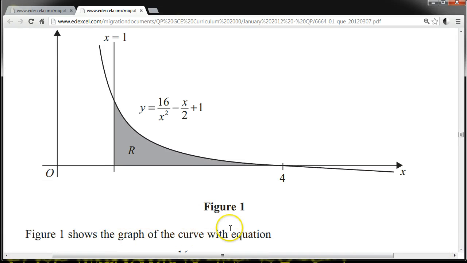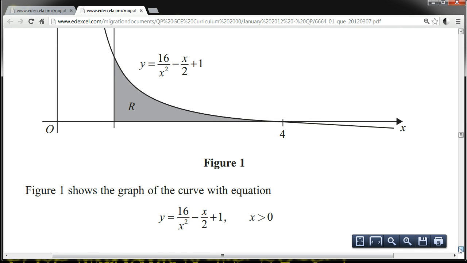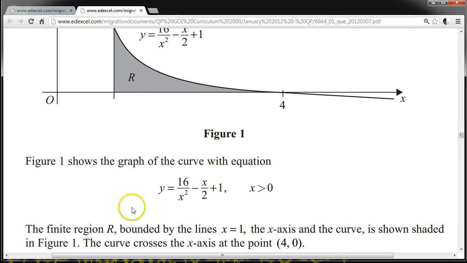Figure 1 shows the graph of the curve with equation y equals 16 over x squared minus x over 2 plus 1 for x greater than 0. The finite region R, bounded by the lines x equals 1, the x-axis, and the curve is shown shaded in figure 1. The curve crosses the x-axis at the point (4, 0).